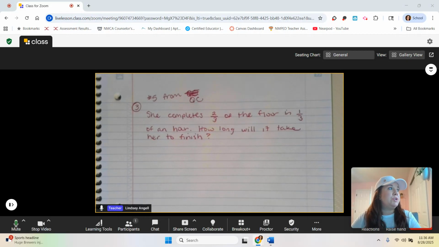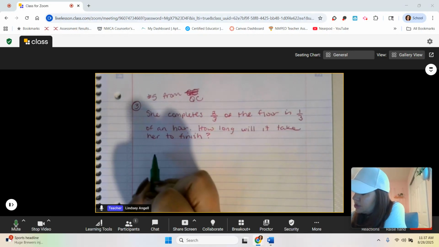She completes 2/3 of the floor in 1/3 of an hour. At this rate, how long will it take her to complete the entire floor? So once again, I'm going to draw a picture to give us an idea of what we need to do. I don't like that bright green. I'm going to switch over to my darker green.